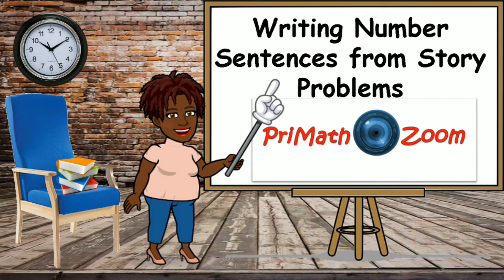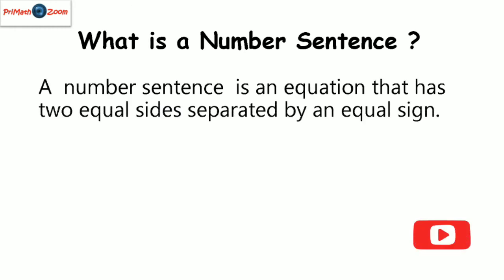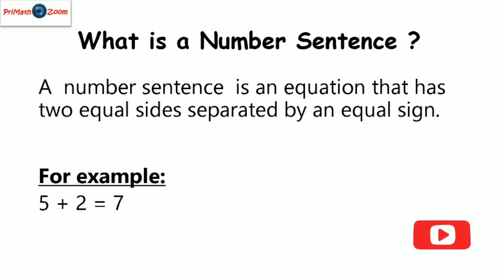In this lesson, we will be writing number sentences from story problems. So let's dive right in. What is a number sentence? Well, a number sentence is an equation that has two equal sides separated by an equal sign. For example, 5 plus 2 equals 7. That's a number sentence.